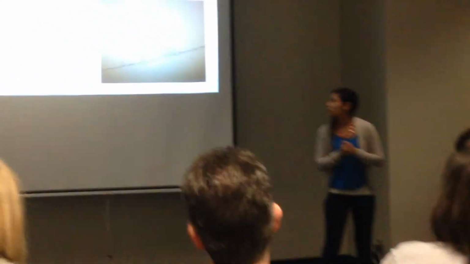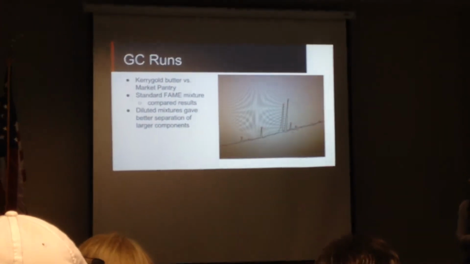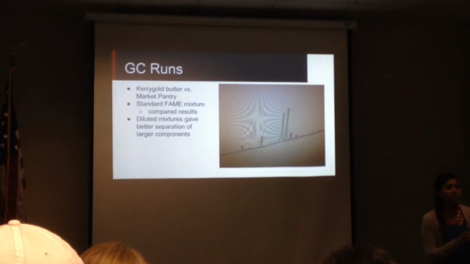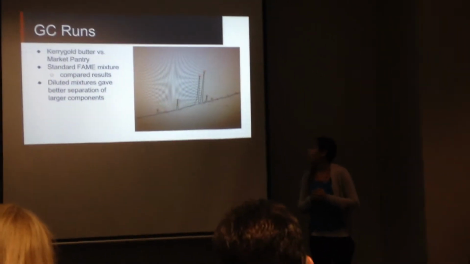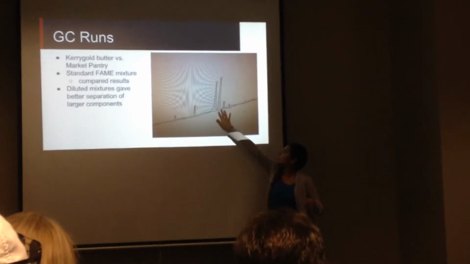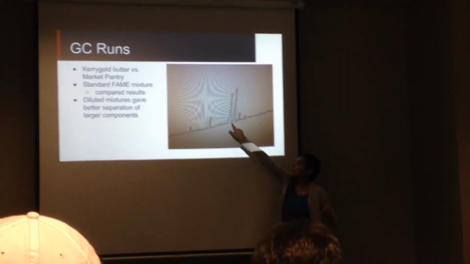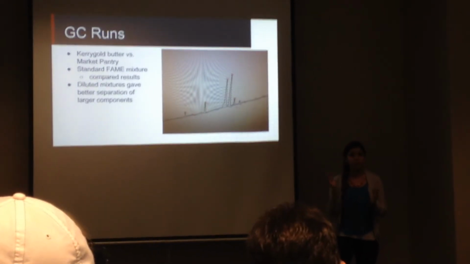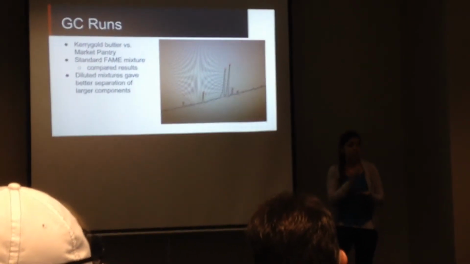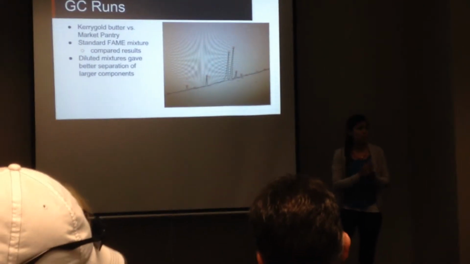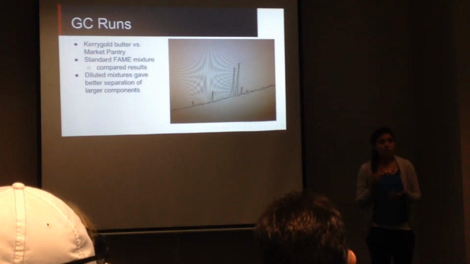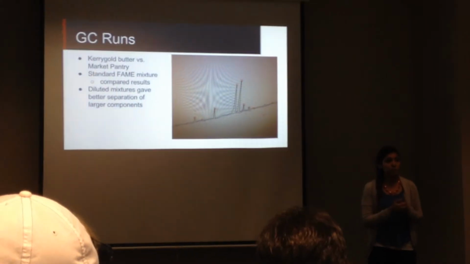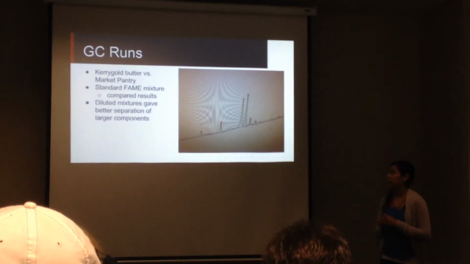So basically the diluted mixtures gave us better separation. You can see here that this peak right here was not separated at first with the 10 drops, and now with the 30 drops it's completely separated. So we're able to say that that is methyl linoleate actually, which is one of the bigger components in butter that we're supposed to be able to find in butter.